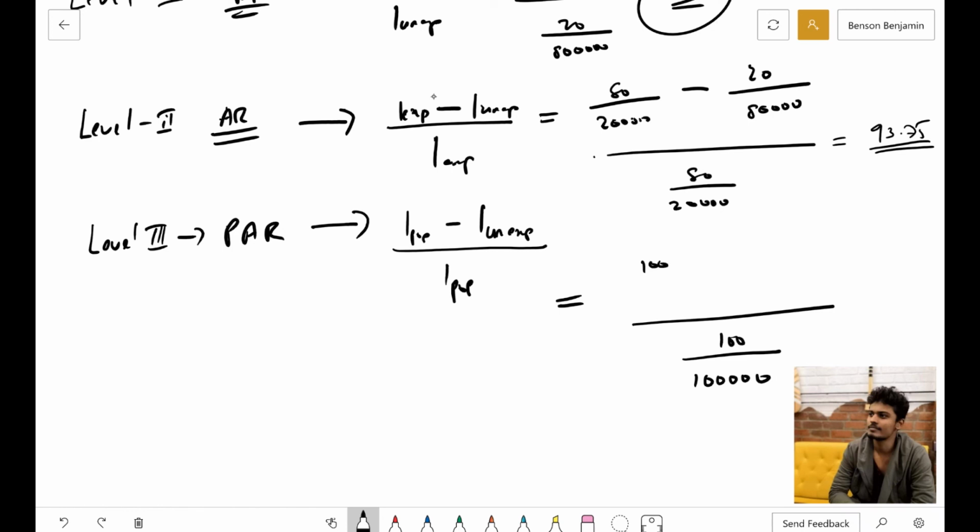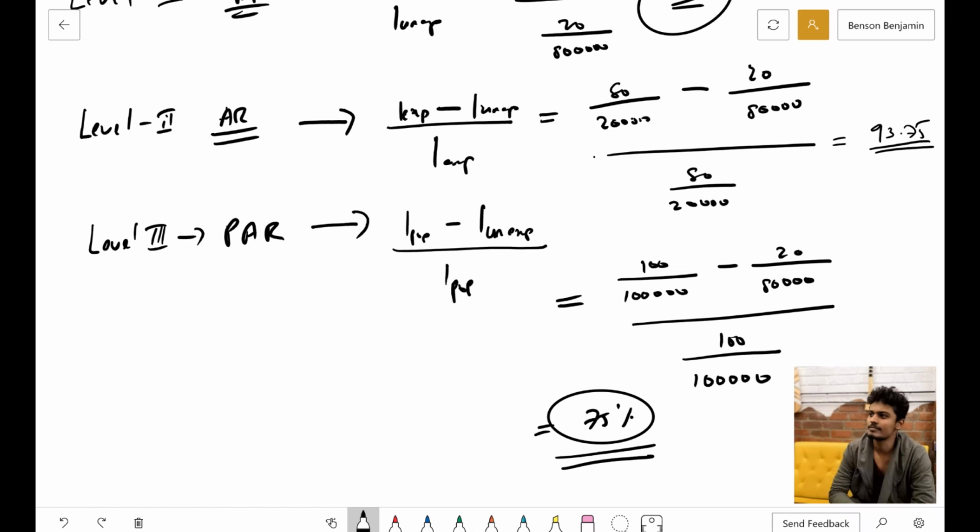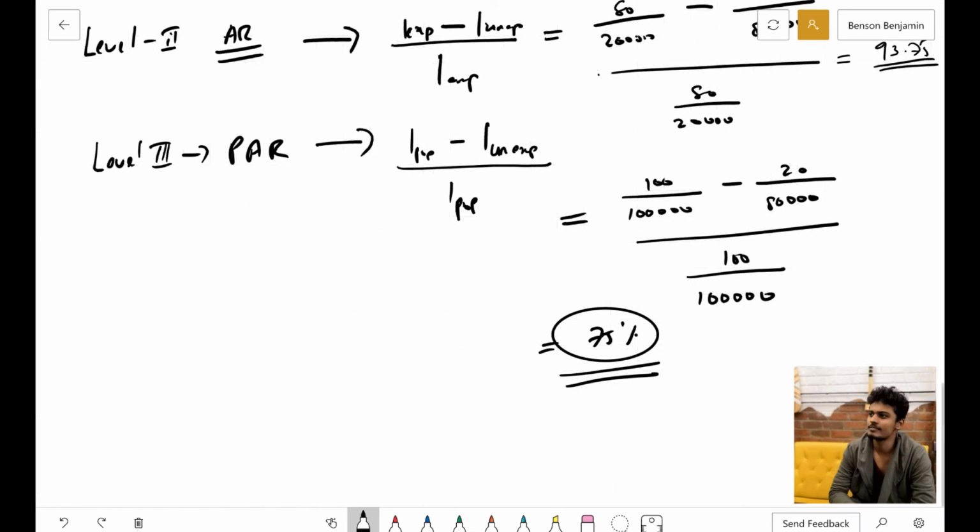So we again subtract that, that is 1 lakh of the population minus incidence among the unexposed, that was 20 among 80,000, correct? So you're subtracting that. I think this will come as 75%. Please check it out. It is 75%. So that means that if you eliminate smoking from this particular community, 75% of the carcinoma lung can be reduced. That's a huge thing. You are taking out smoking from a population and you're reducing 75% of the total incidence of carcinoma lung from that population. So that is the attributable risk of the population to smoking with respect to carcinoma lung.